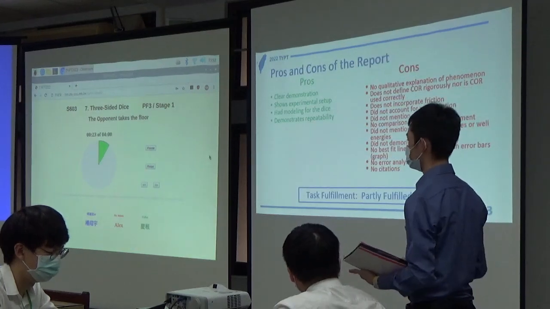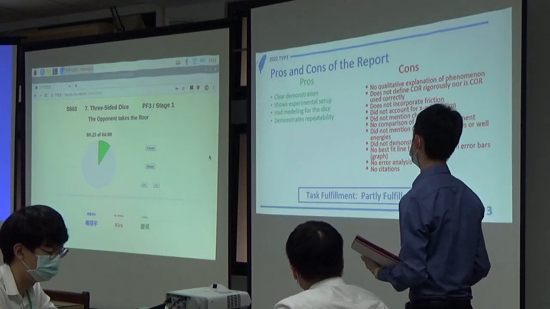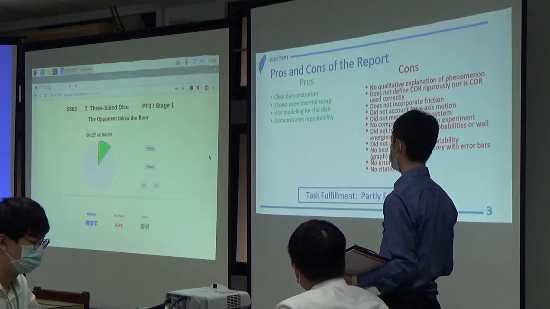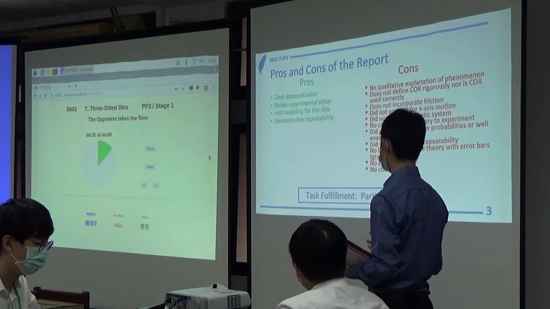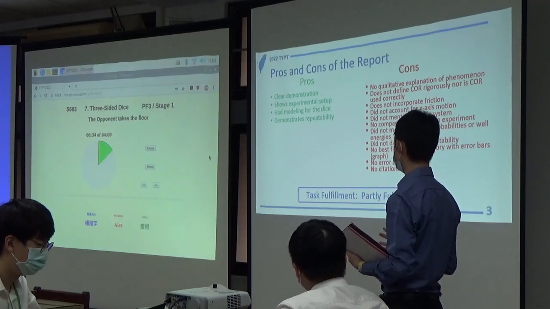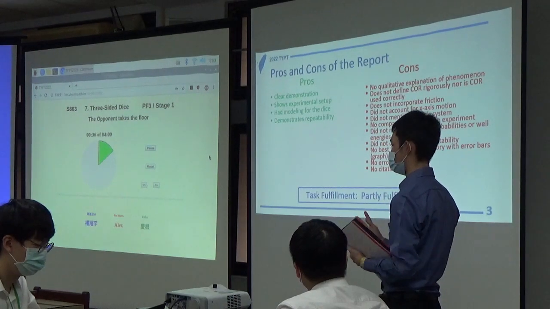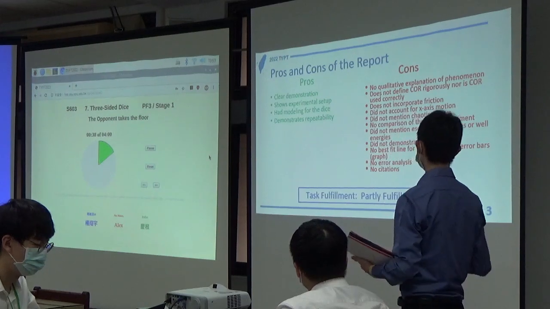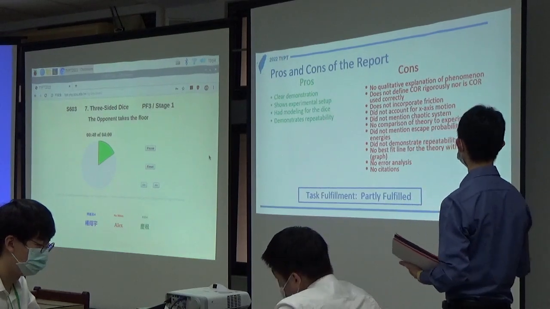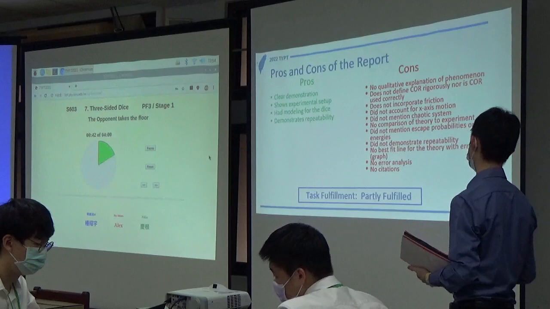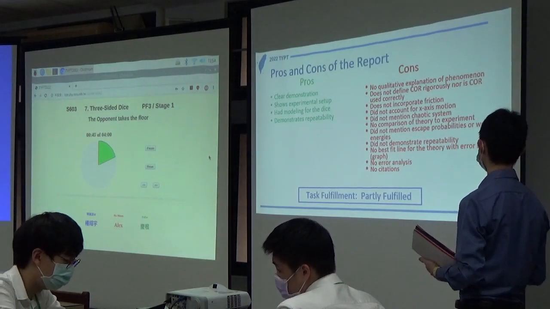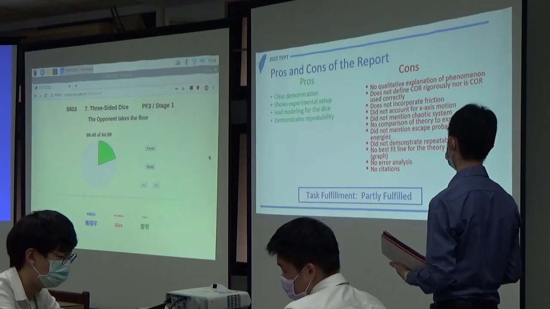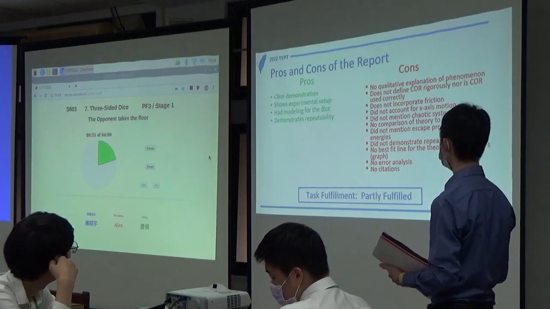Here are the pros and cons of the report given by the reporter. First, there was a relatively clear demonstration. We could see what was going on. He showed the experimental setup. He had some modeling for his dice, and he also demonstrated repeatability in his experiment. The cons: there was no qualitative explanation for the phenomenon. You did not define the coefficient of restitution rigorously, nor is it used correctly in this phenomenon.